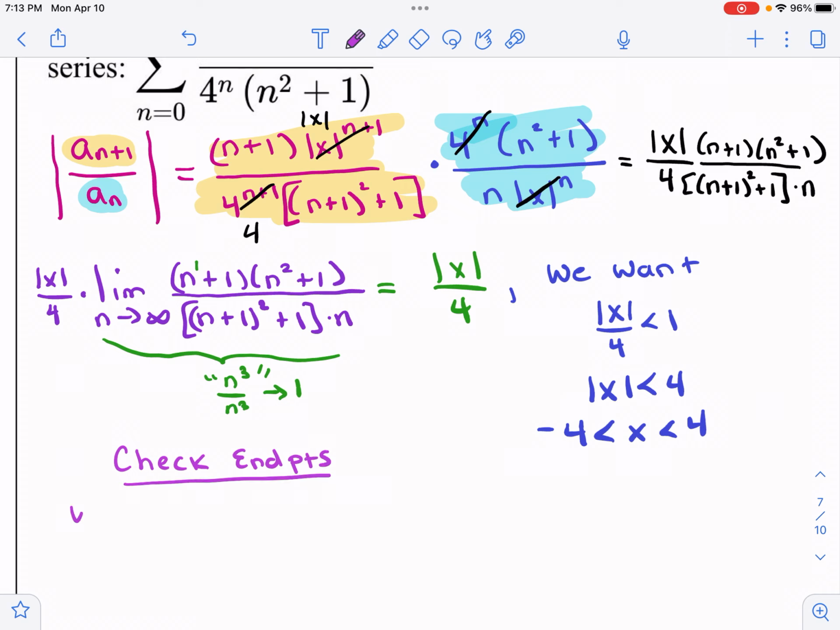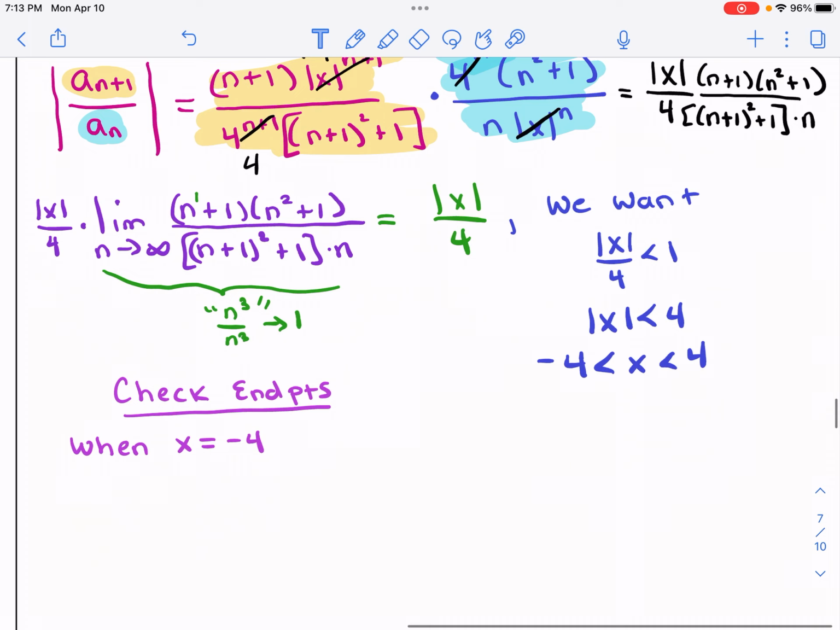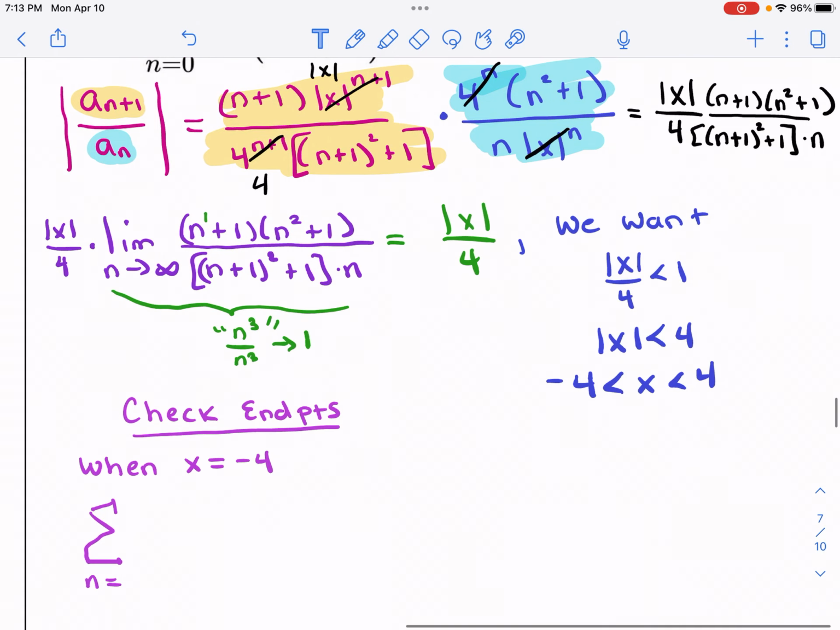So when x equals -4, we're just going to put a -4 where there's an x. Okay, so it will be this series here. n times -4 to the n.